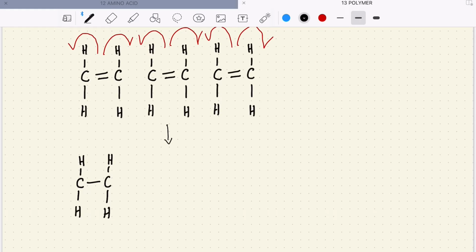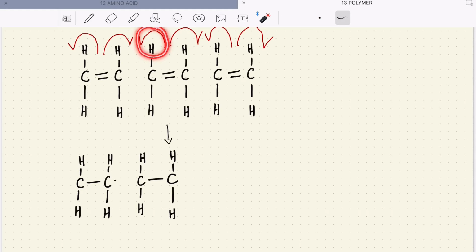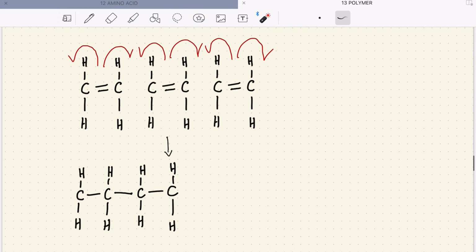Okay, so this one gives one electron to this side. Now the other monomer is giving out this electron, so it gives one electron here, so they're going to form this one. Okay, same thing goes to these two.